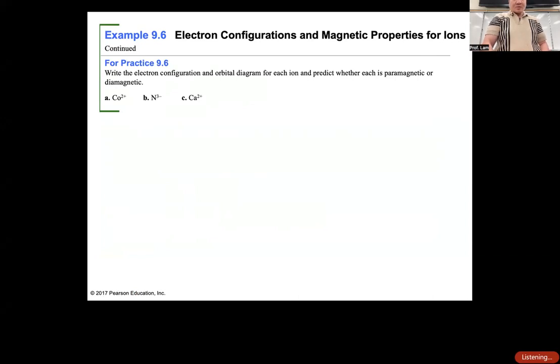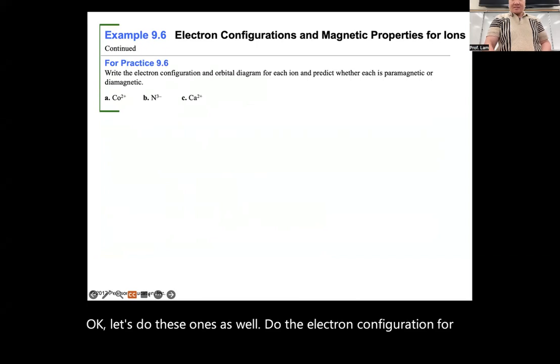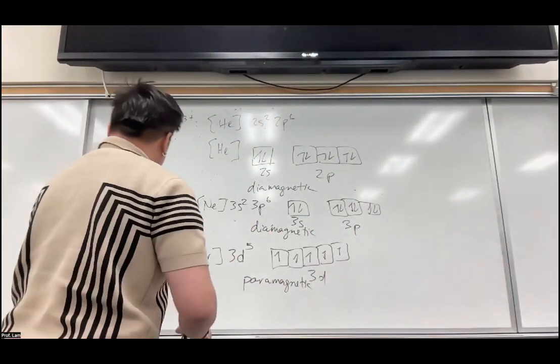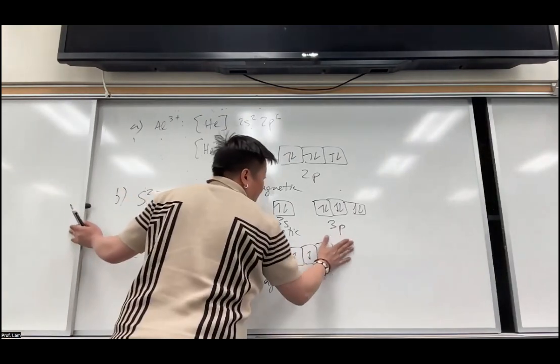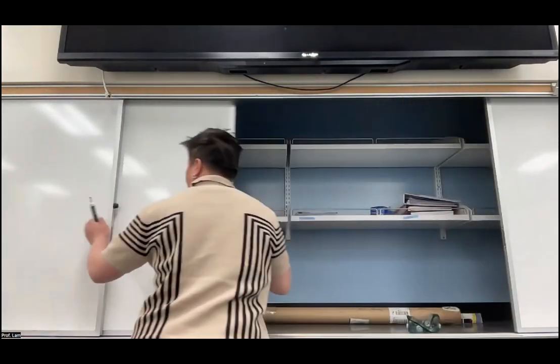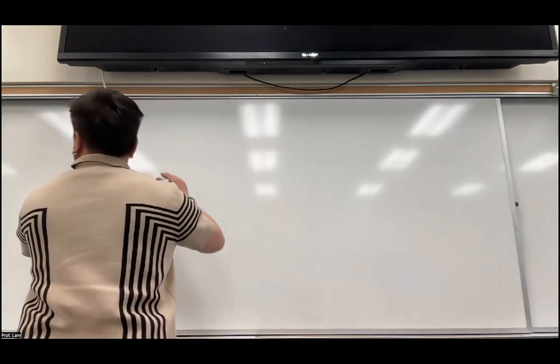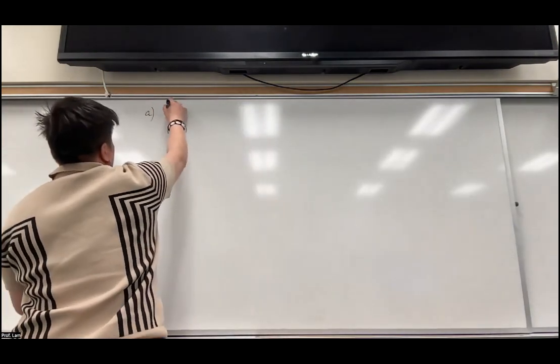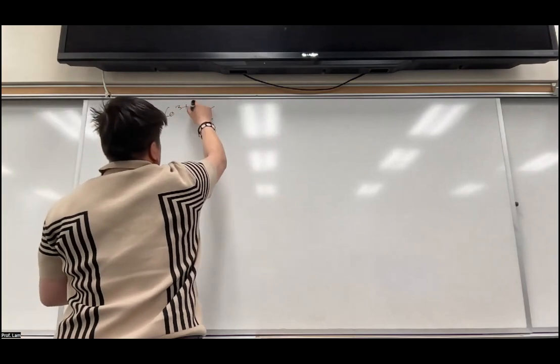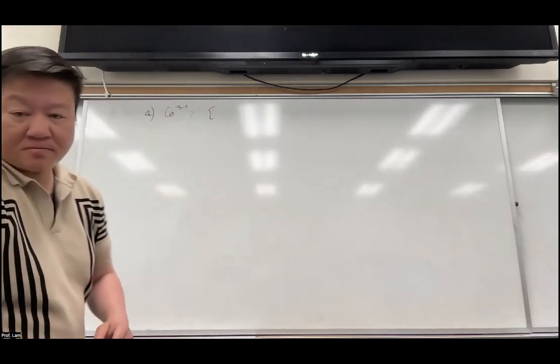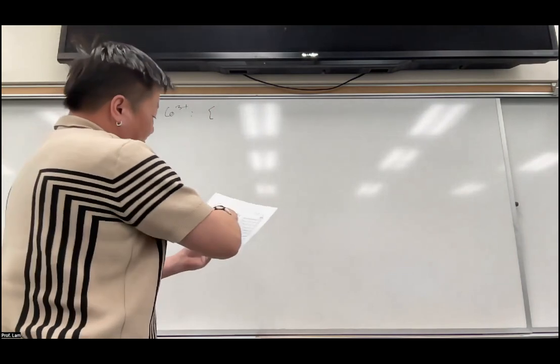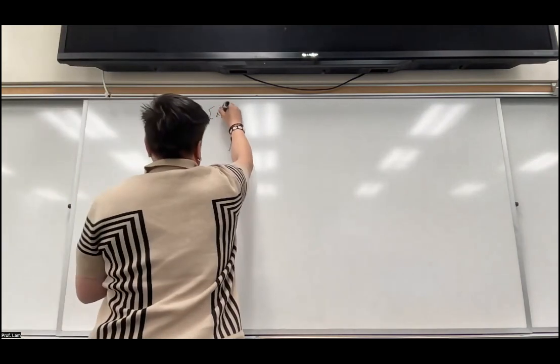Okay, let's do these ones as well. Do the electron configuration for cobalt 2+, N3-, and calcium 2+. Okay. So cobalt 3+, brackets. Previous noble gas for cobalt is argon.